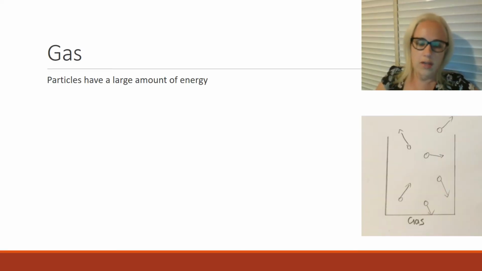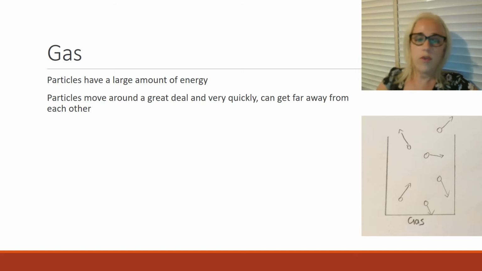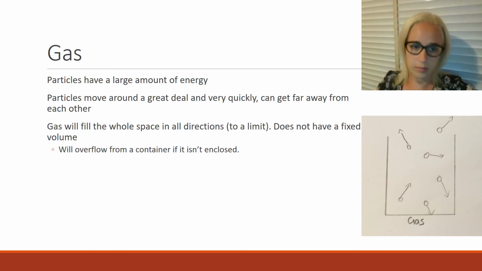Now we're going to have a look at gas. The particle theory of matter says that the particles in a gas have a large amount of energy. The particles move around a great deal and very quickly, and they can get very far away from each other. A gas will fill the whole space in all directions to a limit. So a gas does not have a fixed volume. It will overflow from a container if that container isn't enclosed. Remember, we're talking here about generally. There might be reasons why that might not occur, but the model says that generally that will happen.